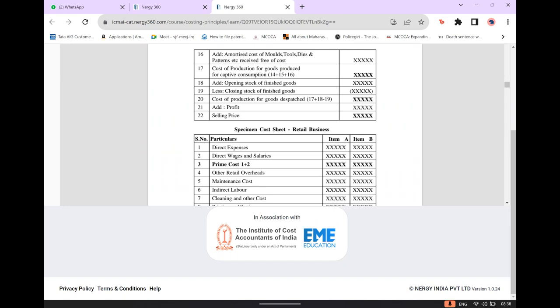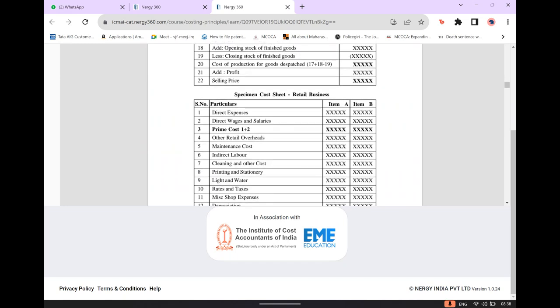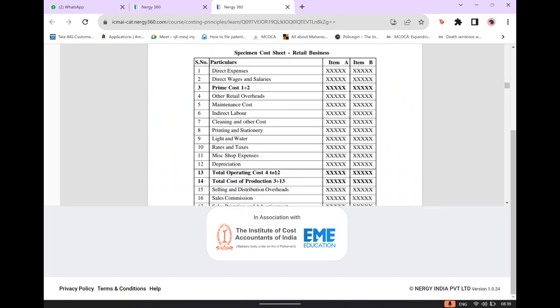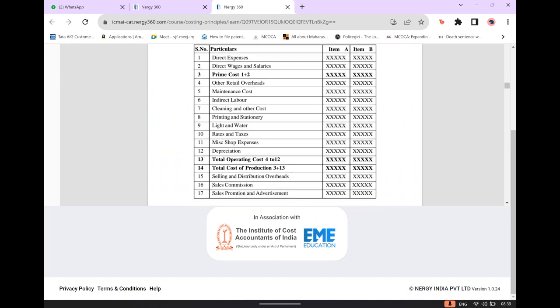Then retail business. So in retail, you will not have all the above like scrap, like free material and all those things will not be there. So direct expenses, direct wages, salary, prime cost, then the retail overheads, in which you will have more of selling and distribution expenses. Then maintenance cost, indirect labor, cleaning and other costs. Then printing and stationery, light and water, rates and taxes, all these will be operating costs. So you get the total cost of production.